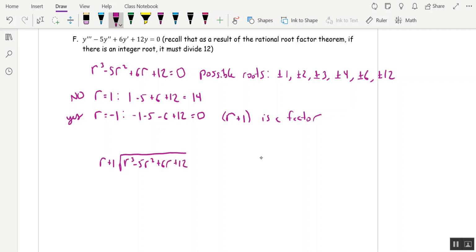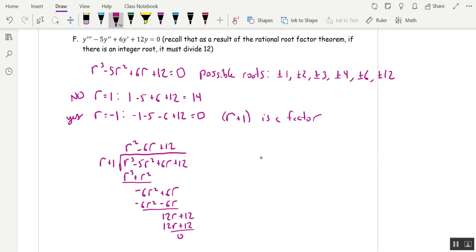All right, so we're going to multiply by r squared, r cubed plus r squared, subtract to get negative 6r squared and bring down the 6r. And now this goes in minus 6r times. And so we get negative 6r squared minus 6r, subtract to get positive 12r and bring down a 12. This goes in positive 12 times. 12r plus 12, remainder is 0.